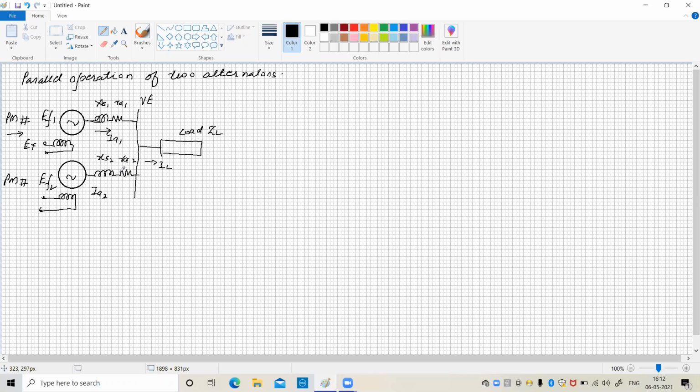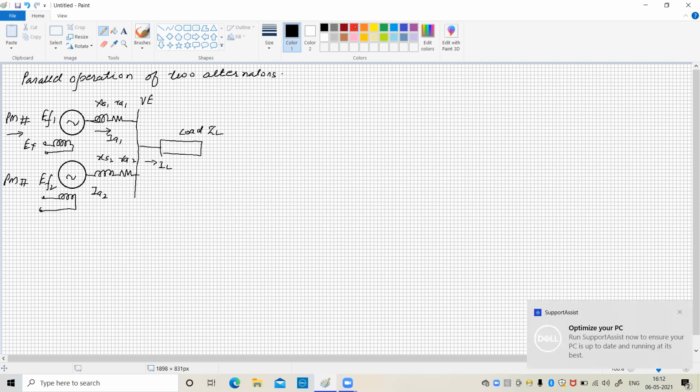Now, the first effect we want to see is the effect of a change in excitation.